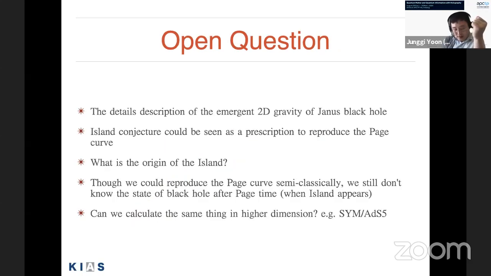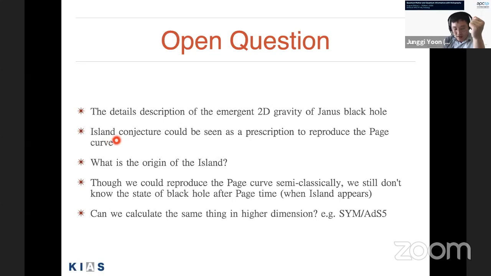So far, now it's time up, and there are still many open questions. We're trying to find this 2D description and have some certain evidence, but the detailed 2D gravity description of the Janus black hole is not that clear. So this is still an open problem.